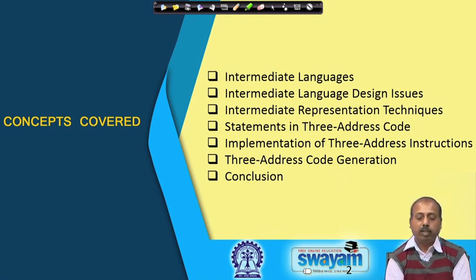That is actually a part of the target code generation. And in this 3 address code generation process, how do you really generate code corresponding to the source language program statement? How do you convert it into 3 address code statements? That is very important, and then we will end up with a conclusion.